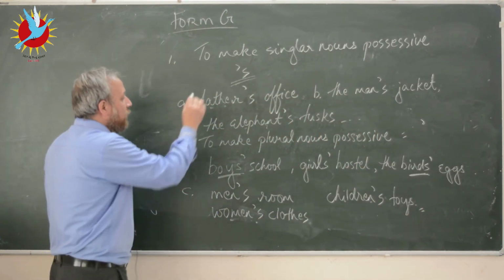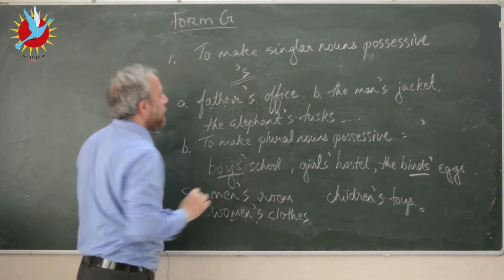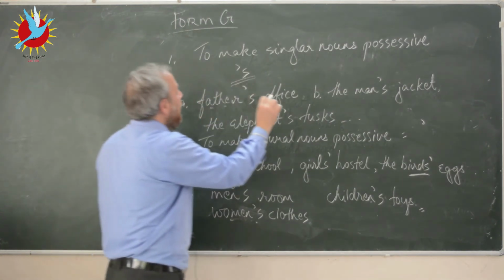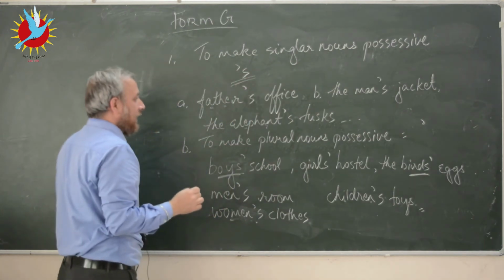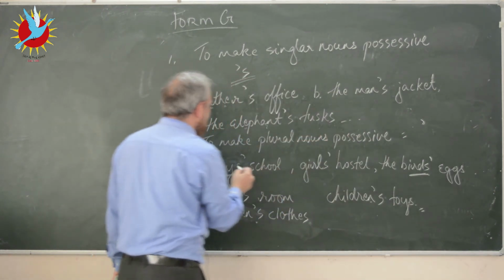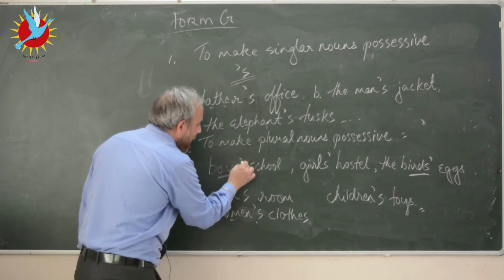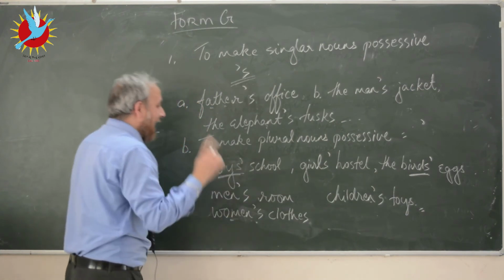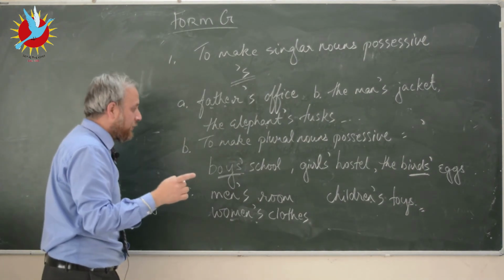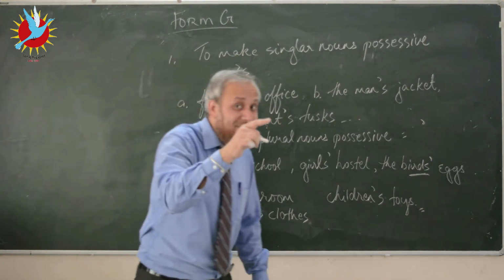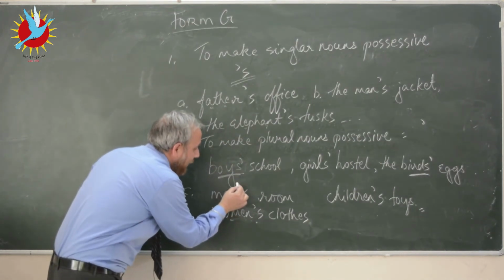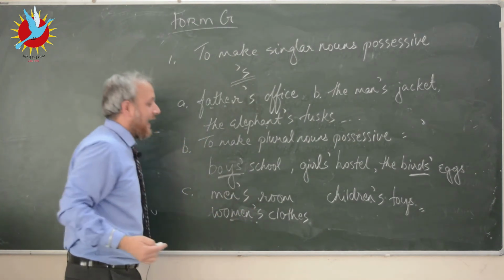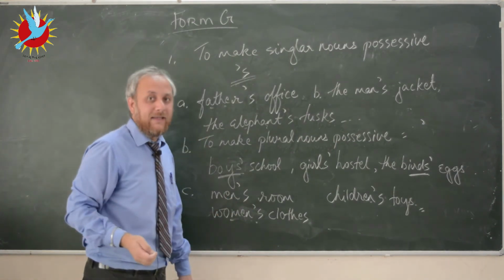So as of now, I just want you to remember these three things. To make singular nouns possessive, what will you do? You will add the apostrophe and the S. To make plural nouns possessive, what will you do? You will add the apostrophe after S. And for plural nouns that don't end with S, how do you make such nouns possessive? You use the apostrophe mark and you write the letter S. Okay, so do remember this.